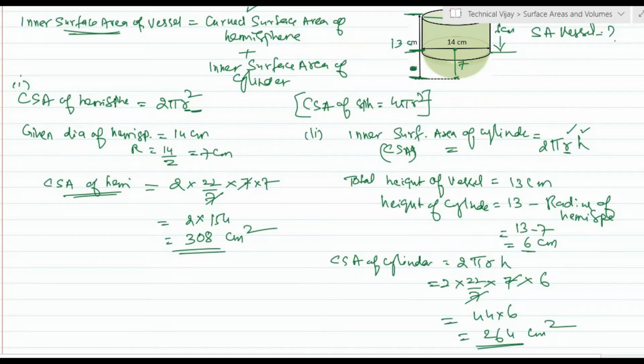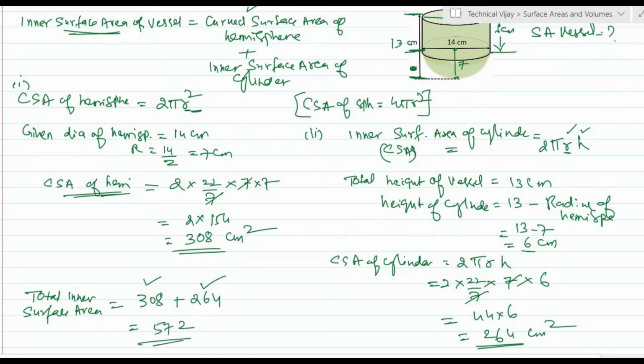Then the total inner surface area is equal to 308, the CSA of the hemisphere, plus 264, the curved surface area of the cylinder. So this is equal to 572 square centimeter. Okay, we will go for the next one.